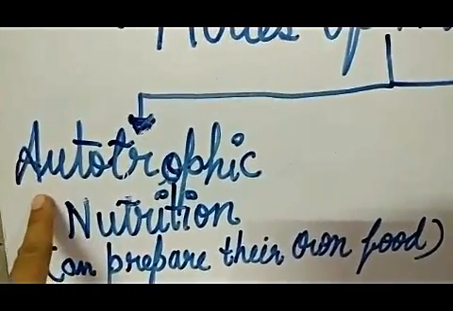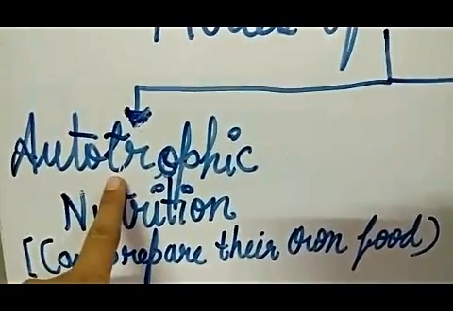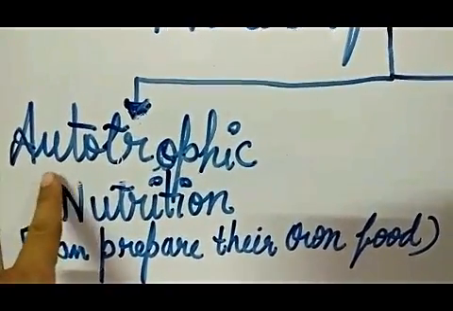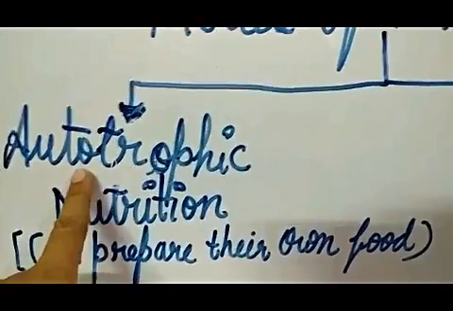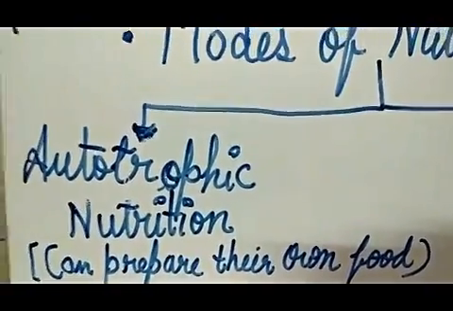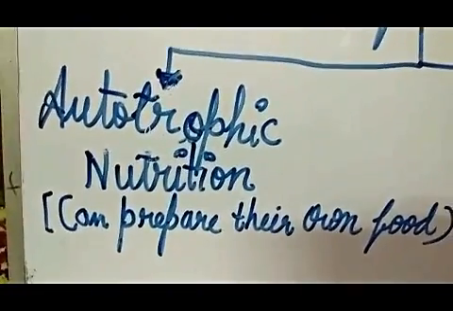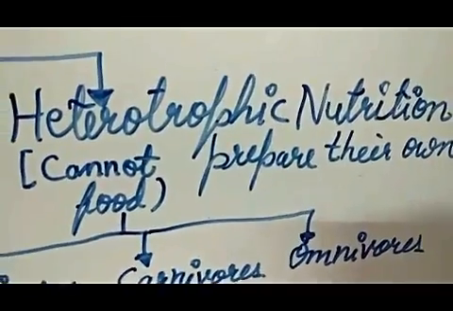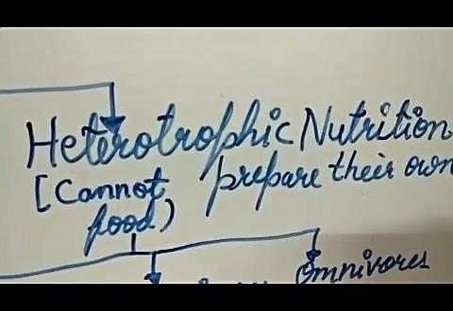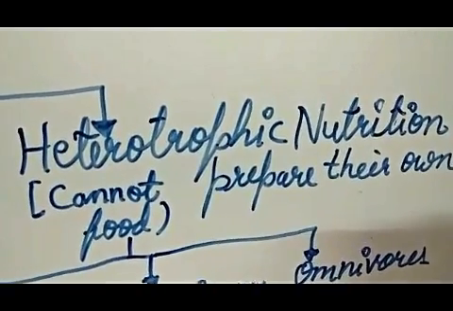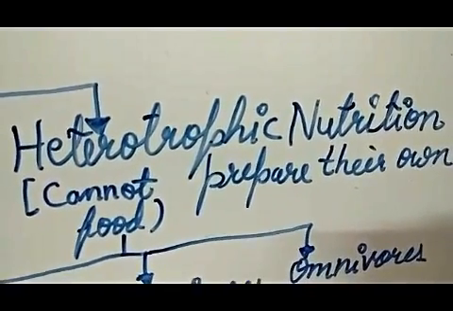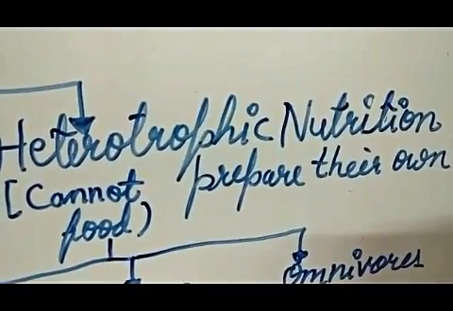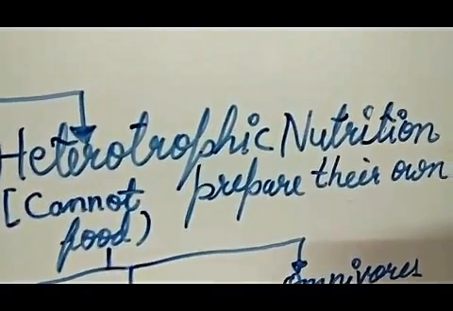Autotrophic nutrition is found in only green plants. You can see, auto means self and trophic means nourishment. It means plants can make their own food. In heterotrophic nutrition, organisms cannot manufacture their own food and derive food from plants or animals or both.